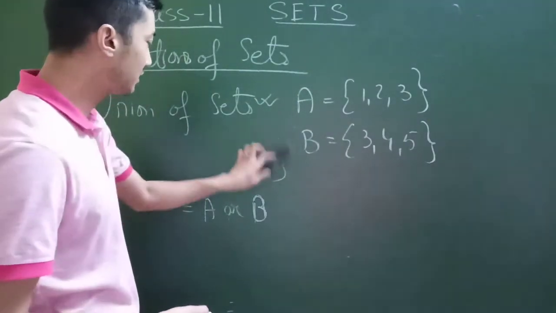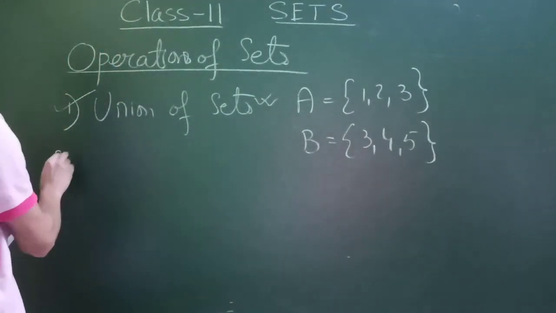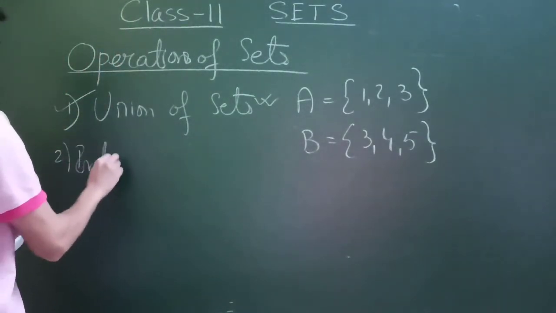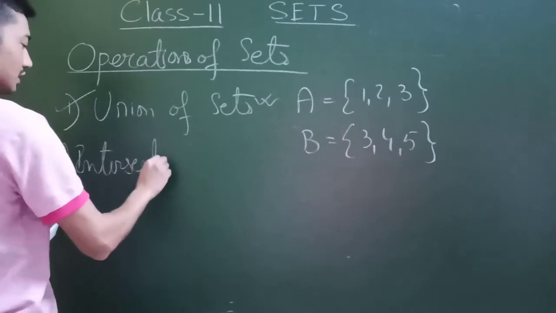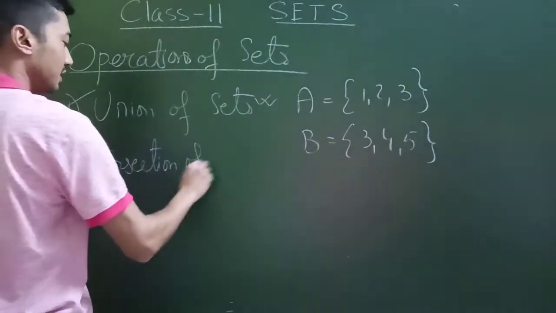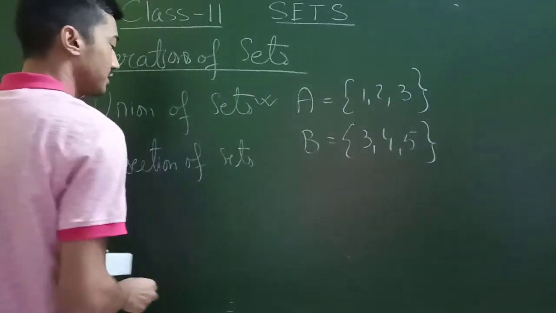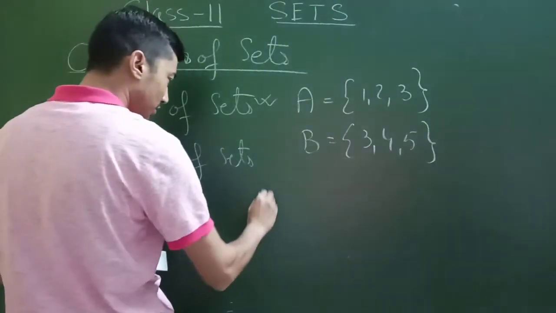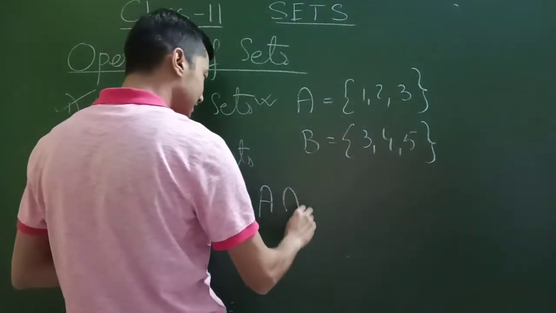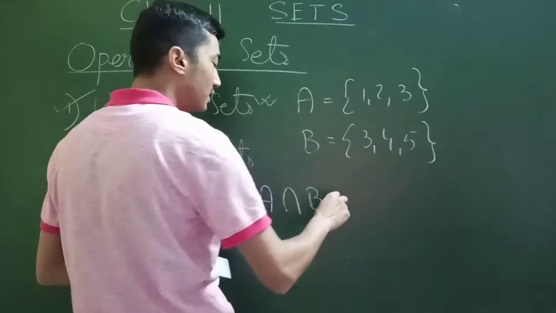Quickly then, what about intersection? Number 2, intersection. I'll make it very quick. It's very simple. Now what is intersection of sets? It will be denoted by A intersection B, which is like an inverted U.